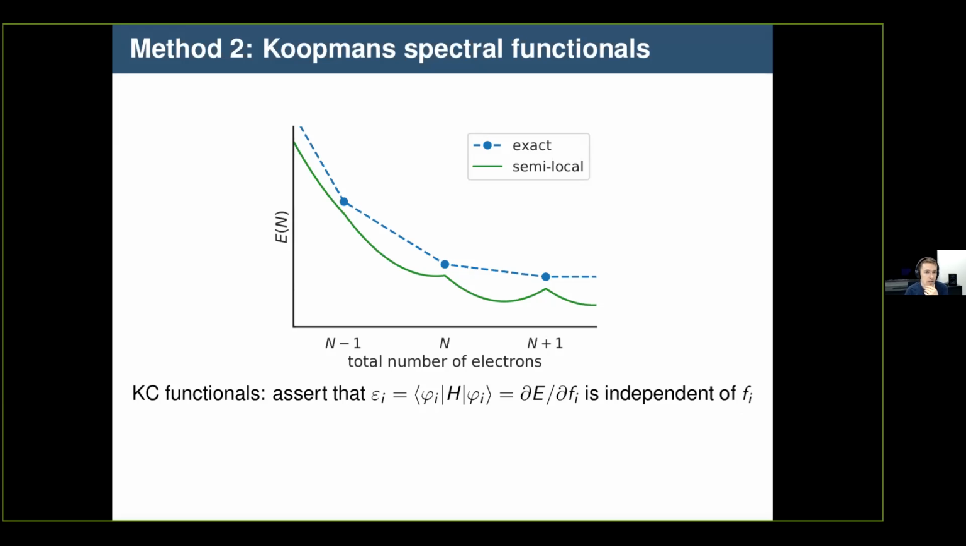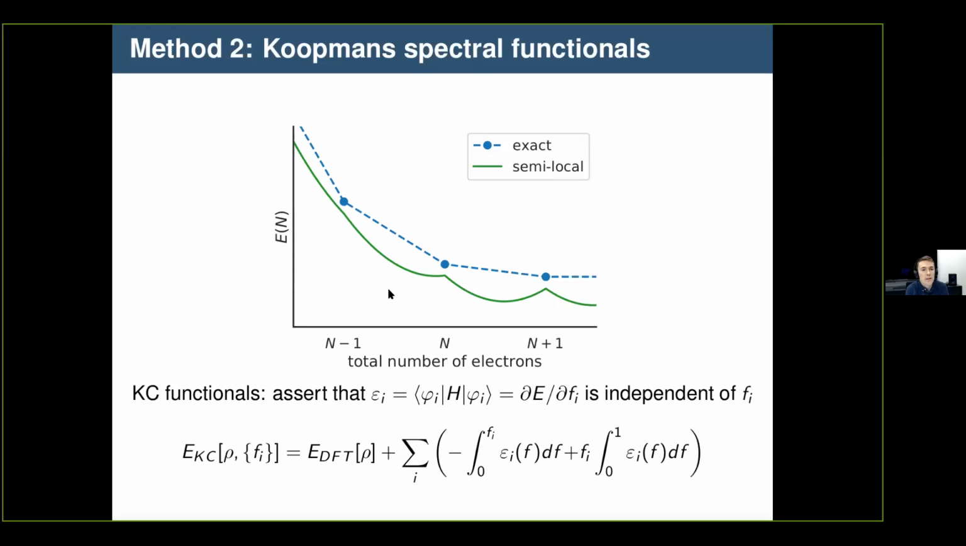Because you can imagine that if I had an orbital and I just changed its occupancy slightly and then its own energy changed, you could say, well, it looks like that orbital is interacting with itself. There's some sort of self-interaction. It's actually quite straightforward to construct a correction mathematically that explicitly imposes this condition. You might catch me calling them KC, which is Koopmans compliant functionals, or Koopmans spectral functionals.